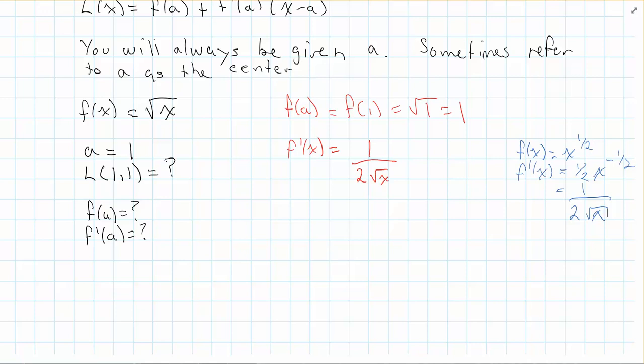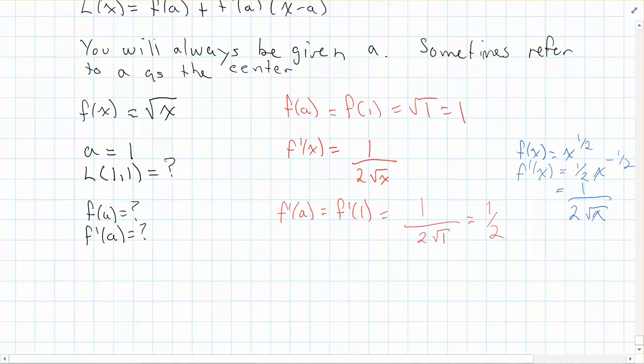And so then we just need to find what f prime at a is. So f prime at a would be f prime at 1, which is equal to 1/2 square root of 1, which is 1/2.